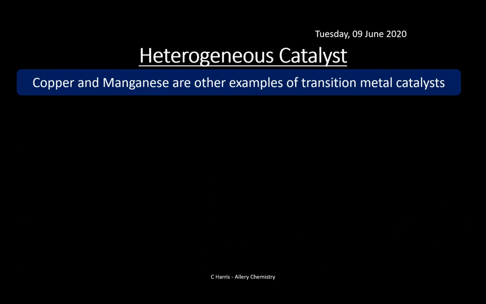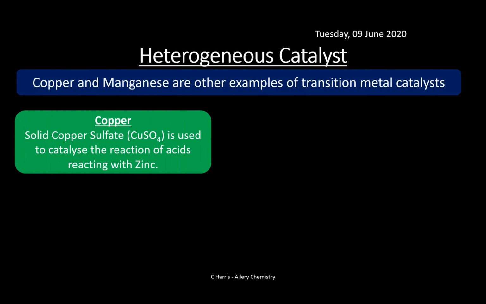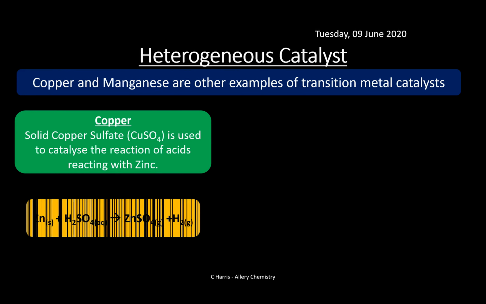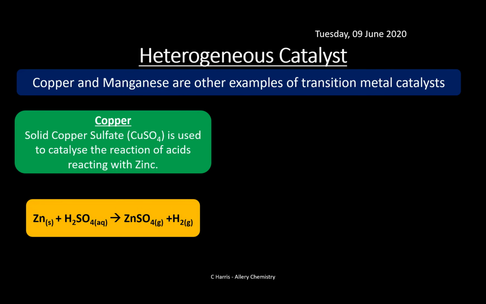Okay, so copper and manganese are other examples of transition metal catalysts, as we've seen earlier. We've got to be careful with these types of catalysts. But copper, so solid copper sulfate is used to catalyze reactions of acids reacting with zinc, for example. So we use copper sulfate as our catalyst there. So you need to know this particular example. These are specific examples that the exam board want you to know.